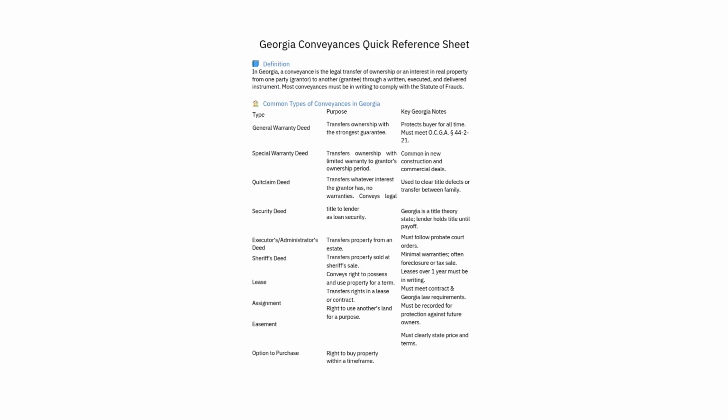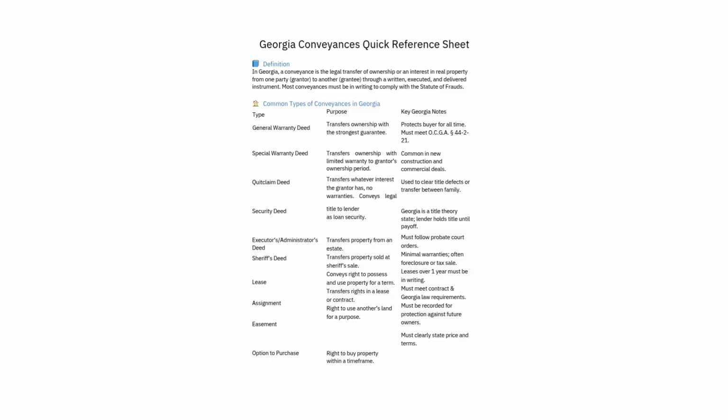We also see conveyance in the form of a lease. So the lease is conveying the right to possess and use the property for a limited amount of time. An assignment is another type of conveyance. The current person that is using someone's land is transferring that right to use it to someone else in an assignment. Then we have an easement, which is the right to use another's land for a specific purpose.